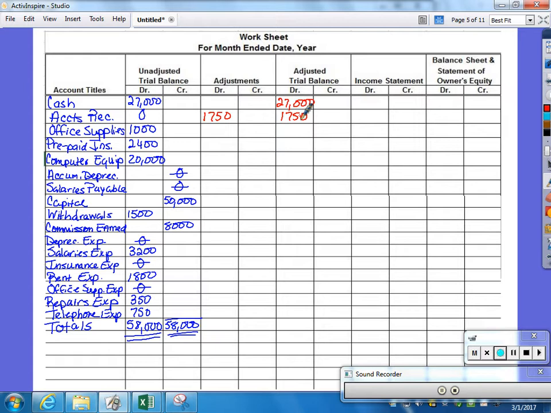Office supplies, is it still a $1,000 balance? No. Did it decrease or increase? Decrease. $400. So we're going to place $400 here in this credit column, which means the new balance is what? 600 on the debit side.